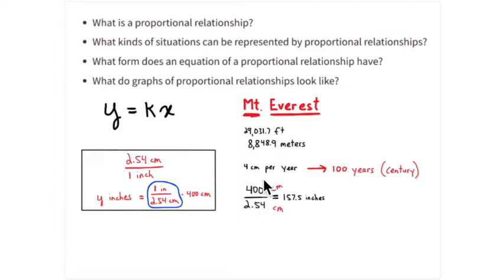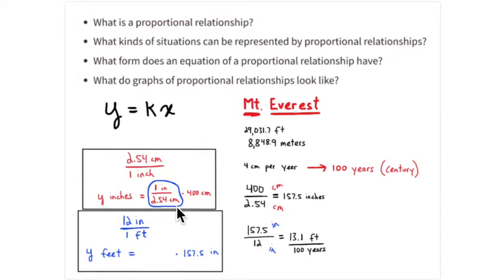So every time, the way to look at it over here is every time you take out 2.54 centimeters, that's an inch. So how many times can you do that? You can do that 157.5 times. It's the same as multiplying 400 centimeters by 1 over 2.54 centimeters.